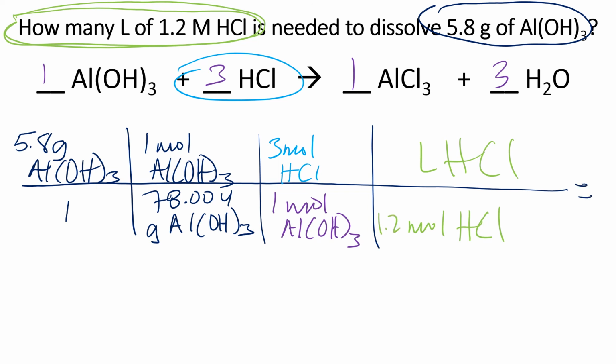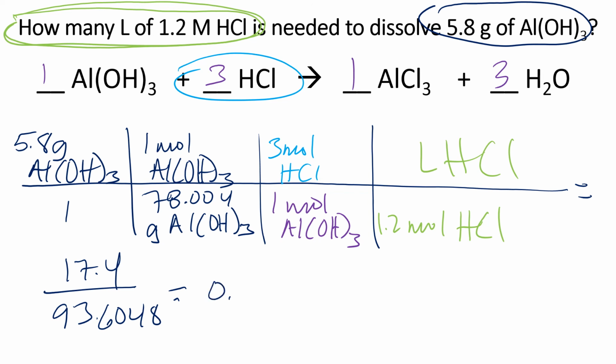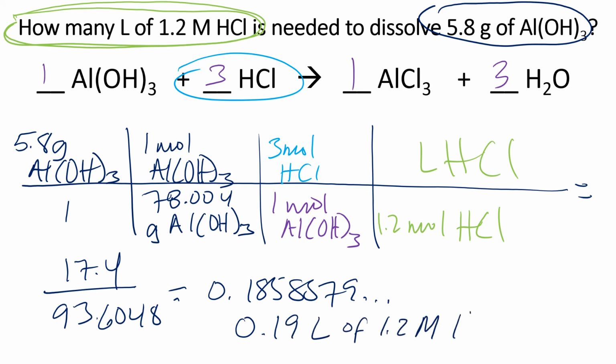Now I can do my math. 5.8 times 3, 17.4, then 78.004 times 1.2, so that's 93.6048. Divide the 2 numbers, I end up with 0.185887 blah blah blah. So I have 2 sig figs, so my answer is going to be 0.19 liters of 1.2 molar solution HCl.